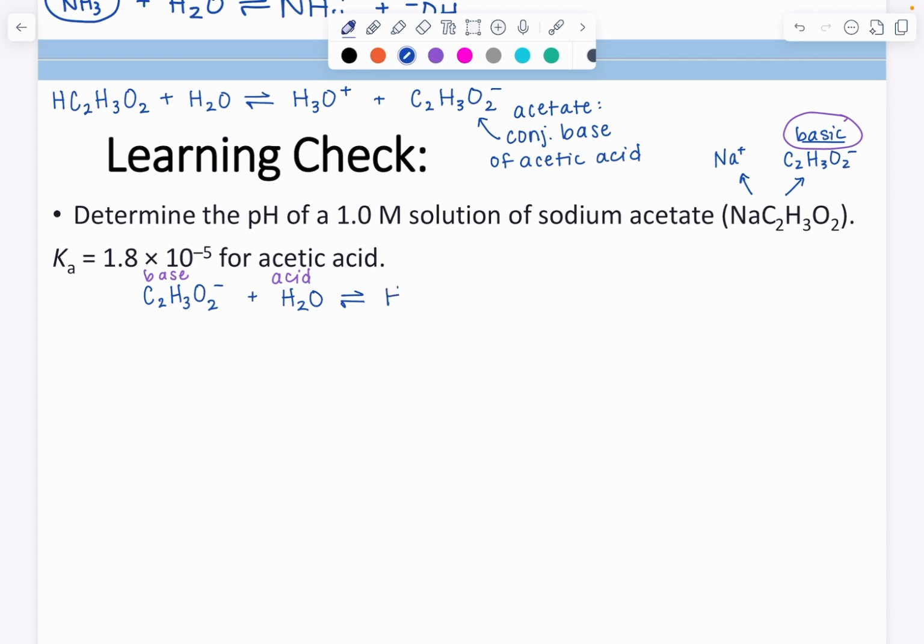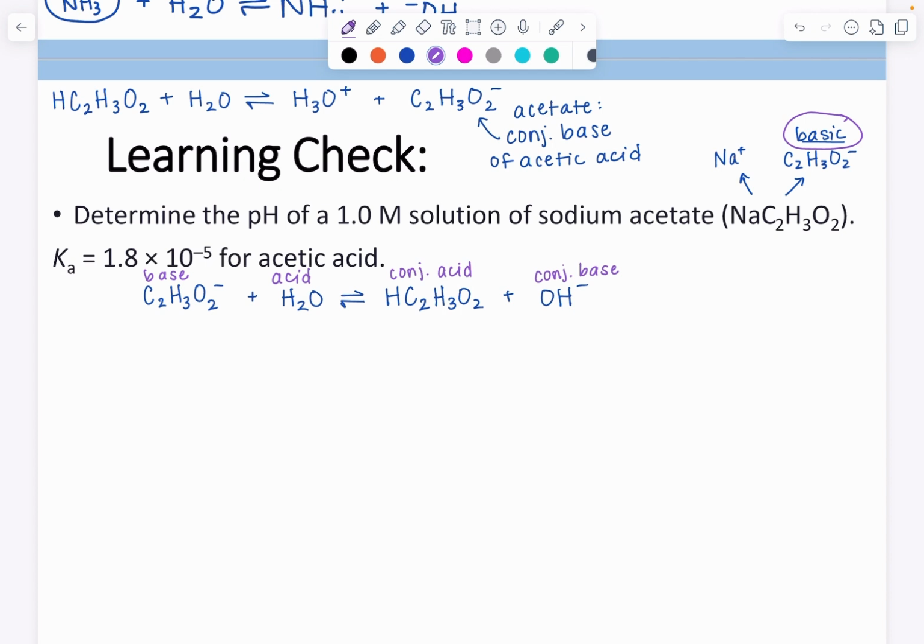So it will form acetic acid and hydroxide. So the base accepted the proton. This is now the conjugate acid. And then this will be the conjugate base. The acid donated the proton and became OH minus.